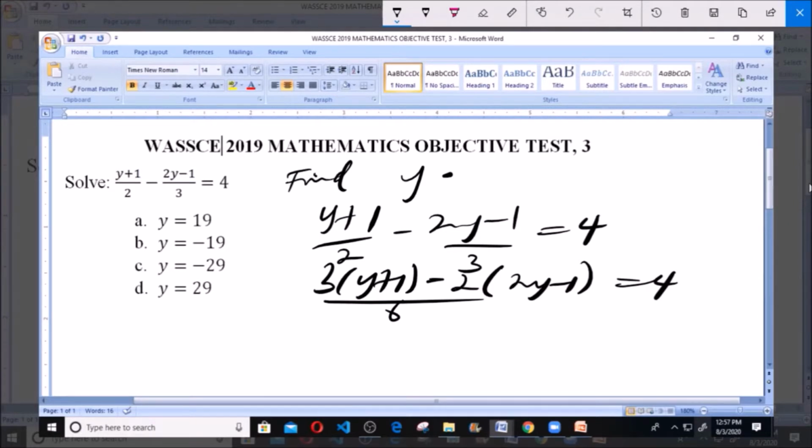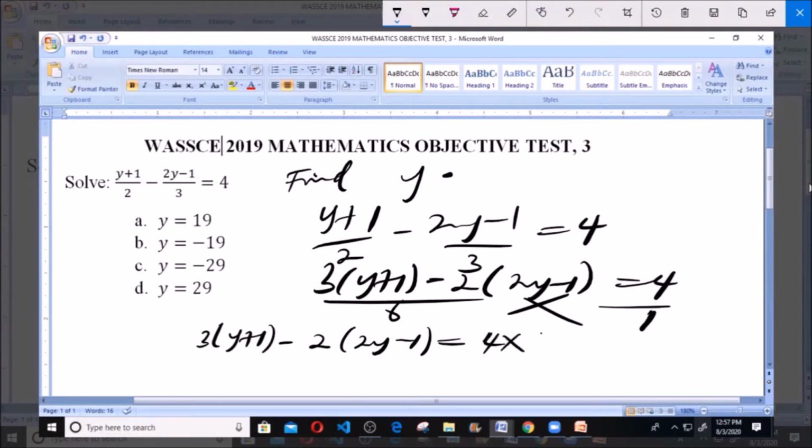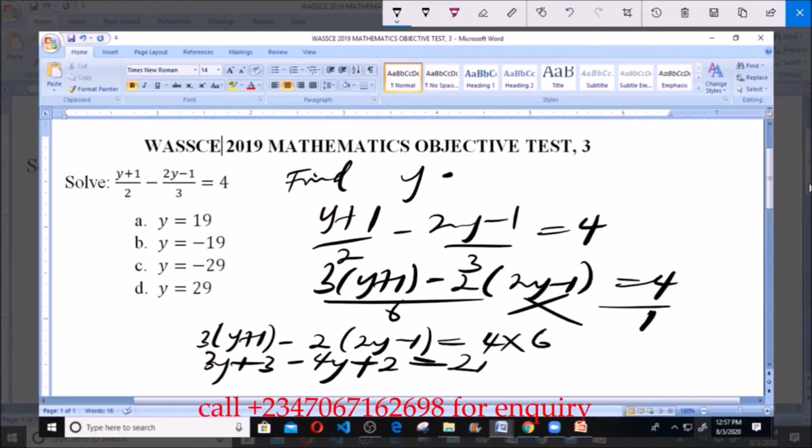So now if you solve further, you cross multiply. This is the same thing as saying 4 over 1. When you cross multiply, you get that 3 into (y plus 1) minus 2 into (2y minus 1) is equal to what? 4 multiplied by 6. Now 3 multiplied by y gives you 3y. 3 multiplied by 1, that's plus 3. Minus 2 multiplied by 2y gives you minus 4y. Then minus 2 multiplied by minus 1 gives you plus 2. Now the minus will counterbalance the minus, changing it to plus. Now equals 4 times 6 gives you 24.